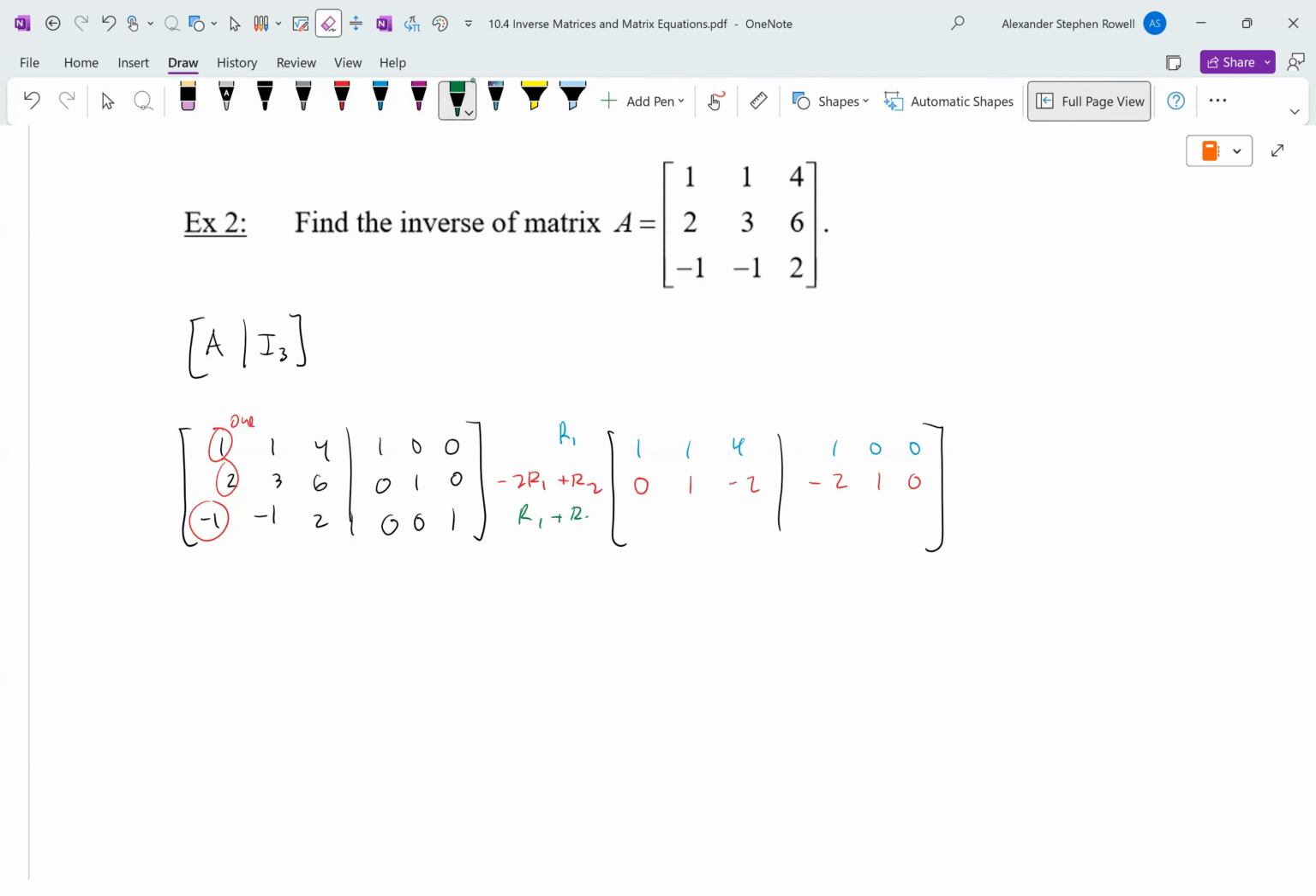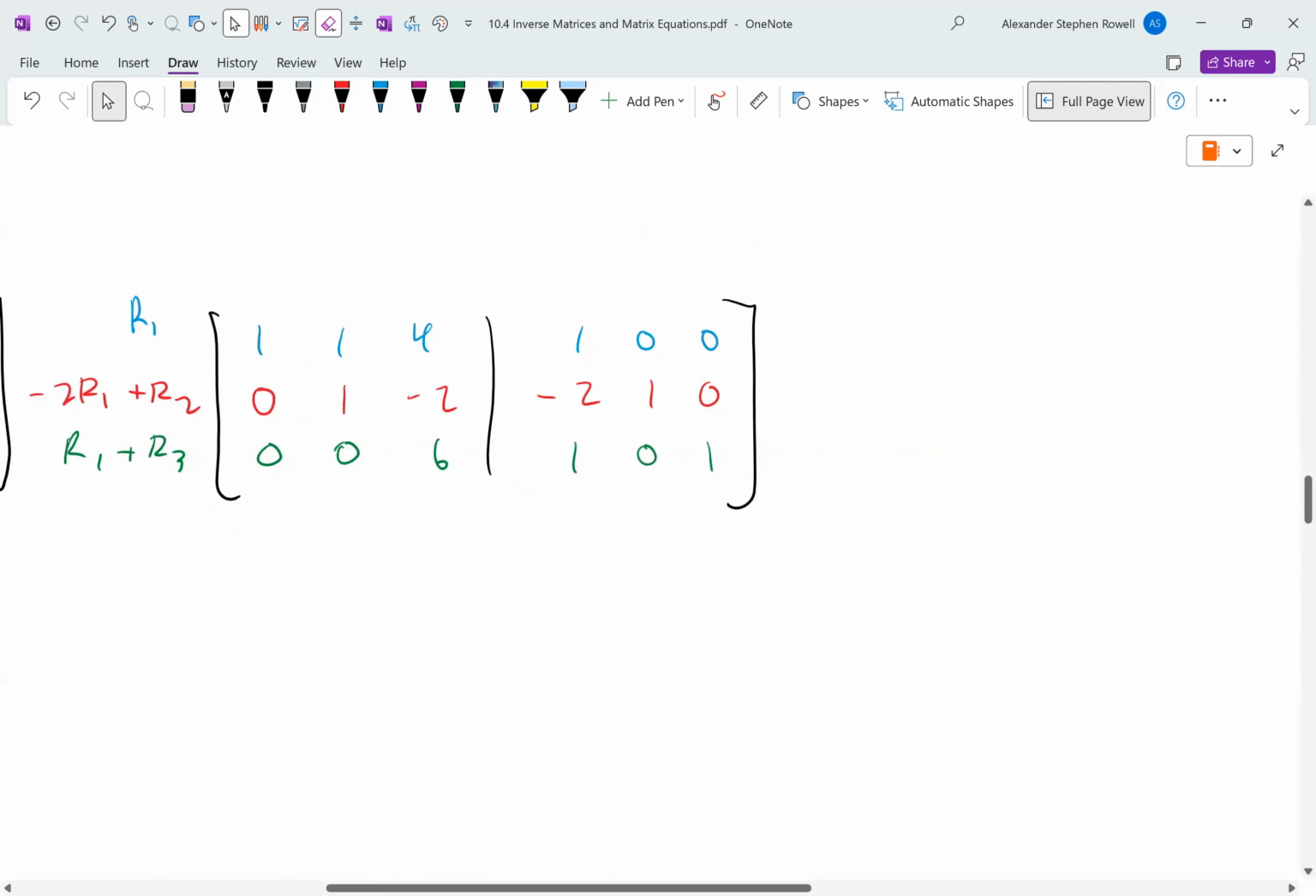Row 1 plus row 3 would give us a 0 for the first number. Oh, awesome. A 0 for the second number. 6. And what are my last three numbers? 1, 0, 1. Very good. All right. Any questions so far?